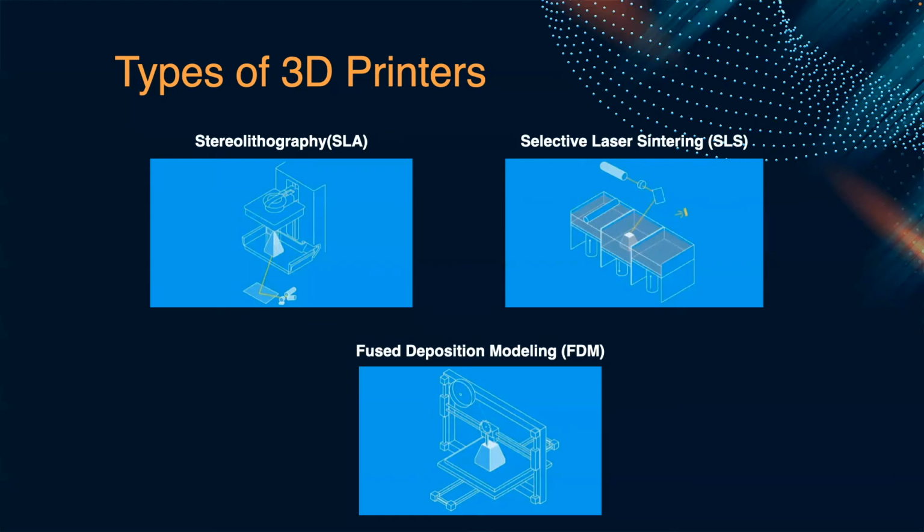Fused deposition modeling, also known as fused filament fabrication, is the most widely used type of 3D printing at the consumer level. FDM 3D printers work by extruding thermoplastic filaments such as acrylonitrile butadiene styrene or polylactic acid through a heated nozzle, melting the material and applying the plastic layer by layer to a build platform. Each layer is laid down one at a time until the part is complete.